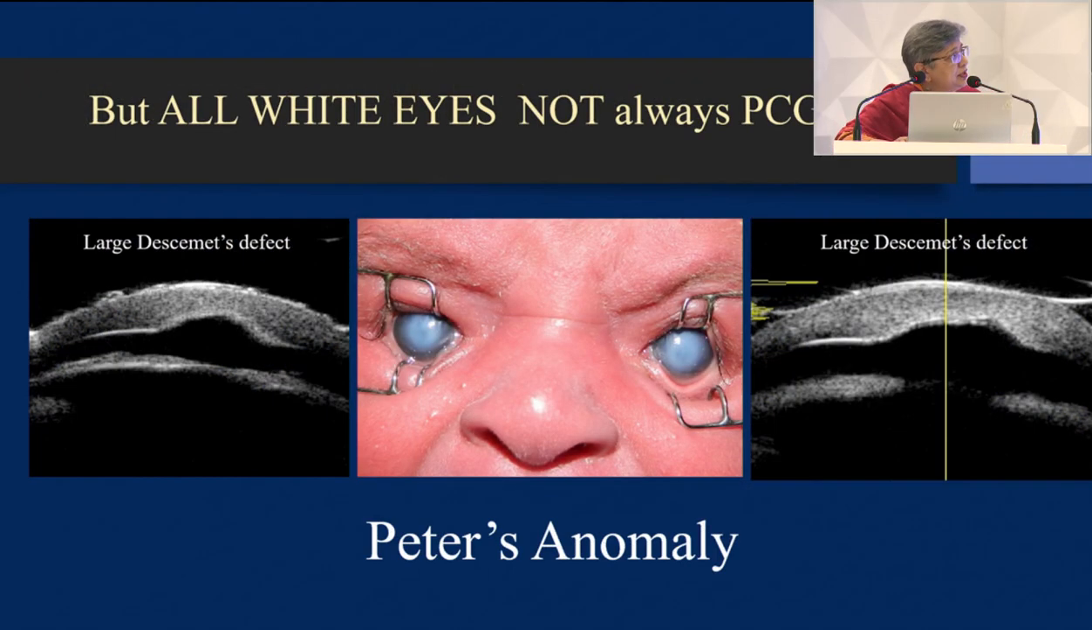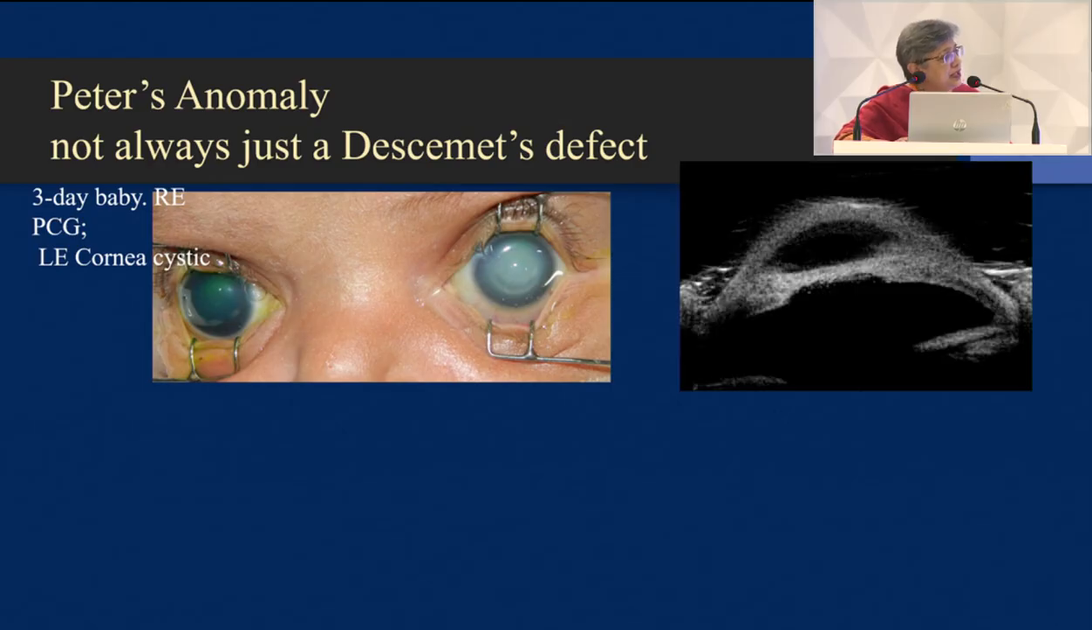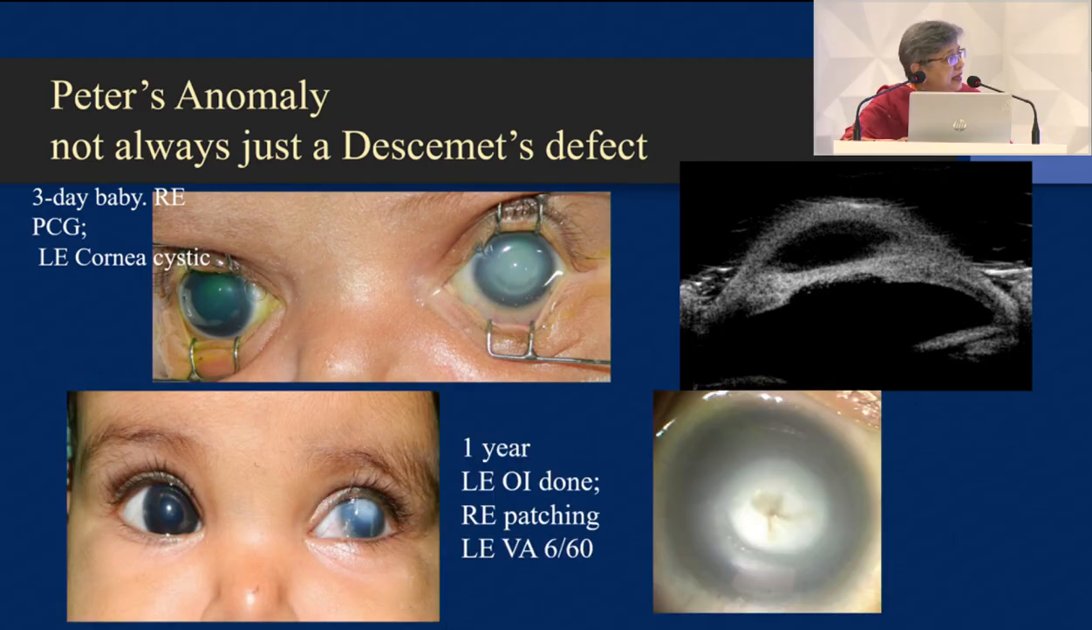But all white children are obviously not always PCG. This is something that we dread. If there's a posterior stromal defect along with a Descemet's defect, those are the ones where the central cornea is not going to heal. And it's not always just a Descemet's defect. It can be very, very large, and this intracorneal cleft is our bugbear. But we just go ahead and do as much as we can.